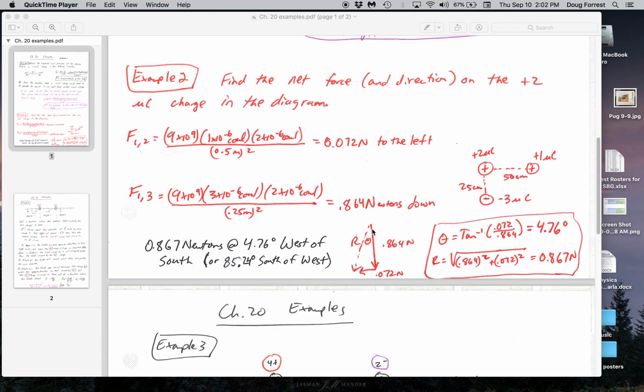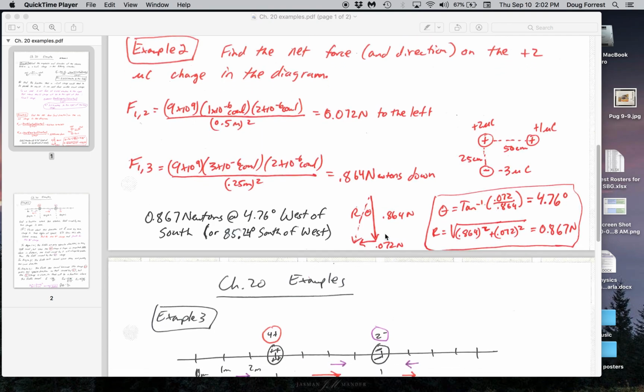At any rate, to find the resultant, I use some old-fashioned trigonometry, which you should be pretty good at by this point. So Pythagorean theorem to get the resultant, inverse tangent to get this. Make sure you're in degree mode, not radian mode. So overall, I have 0.867 newtons at 4.76 degrees west of south, or 85.24 degrees south of west.